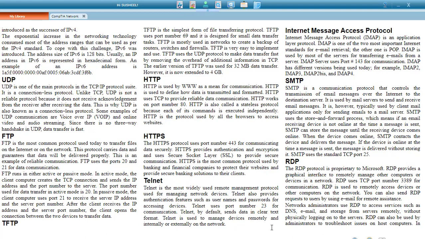HTTPS. The HTTPS protocol uses port number 443 for communicating data securely. HTTPS provides authentication and encryption and uses Secure Socket Layer, SSL, to provide secure communication. HTTPS is the most common protocol used by banking and financial companies to protect their websites and provide secure banking solutions to their clients.